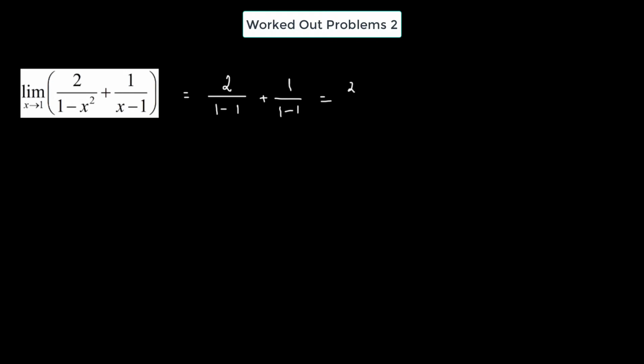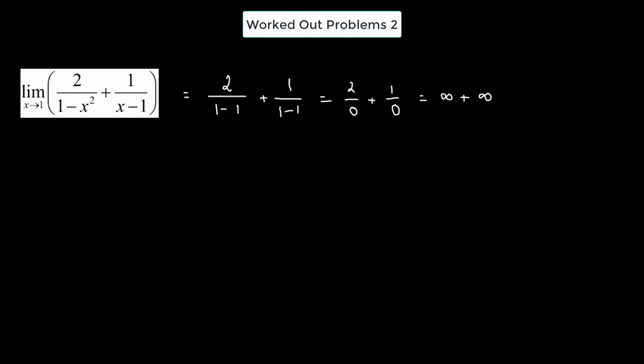So that gives us 2 over 0 plus 1 over 0. So 2 over 0 is infinity, plus 1 over 0 is infinity. So infinity added to infinity, so this does not make any sense here. So what we are going to do, we are going to add the two rational fractions so that at least it is in the indeterminate form.